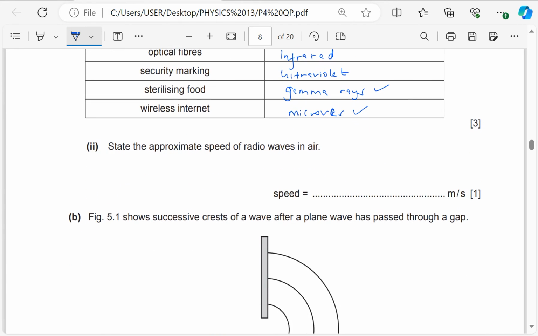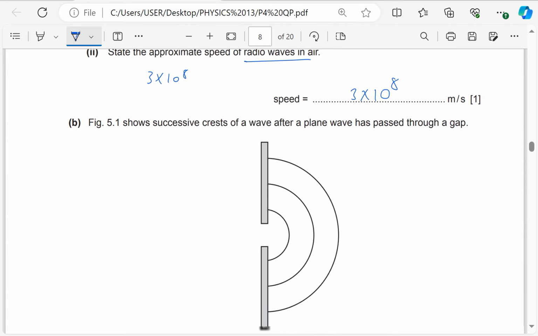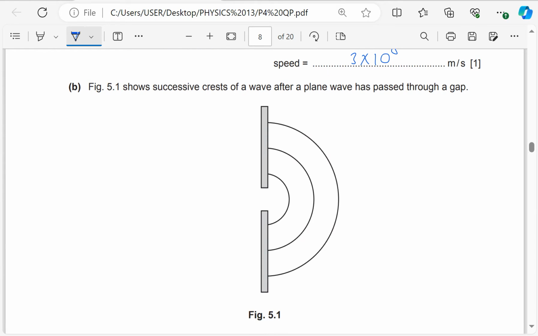Okay. Then state the approximate speed of radio waves. All waves travel at the speed of light, which is 3 times 10 to the power of 8. So this is 3 times 10 to the power of 8 meters per second. The figure shows successive crests of a wavelength of a wave after a plane wave has passed through a gap. So we notice that diffraction here is maximum.